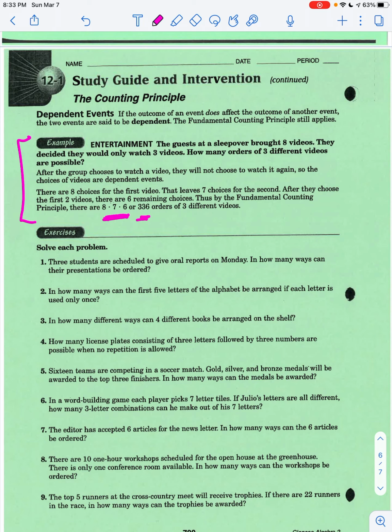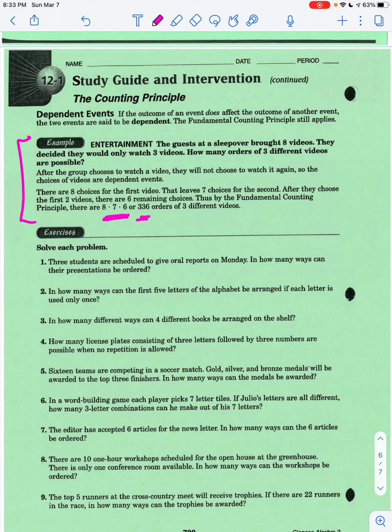So this is dependent events with the fundamental counting principle. The first problem we see is 3 students are scheduled to give oral reports on Monday. In how many ways can their presentations be ordered?